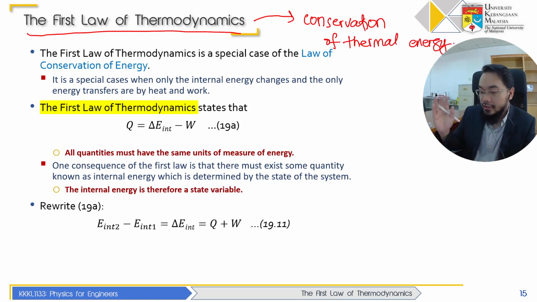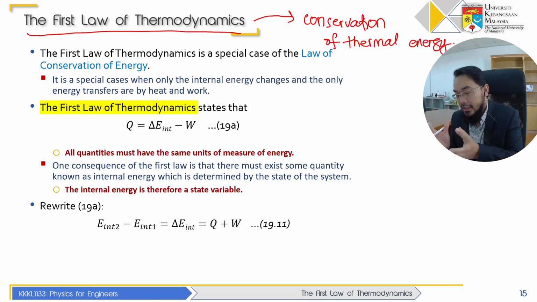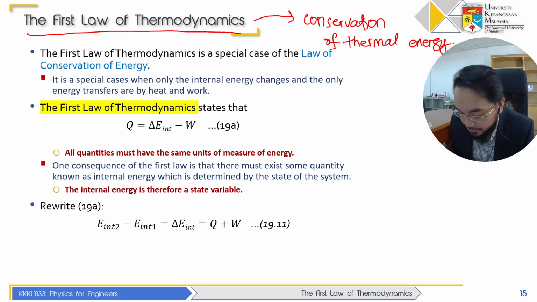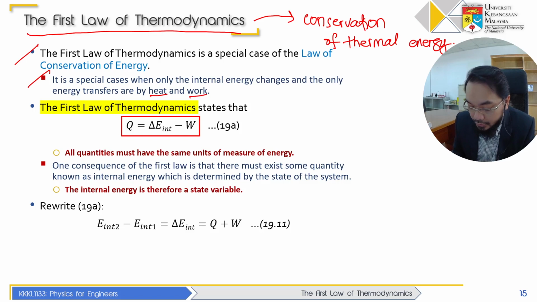Okay, and the conservation of thermal energy can be in the form of heat transferred, change in internal energy, and work done. So the first law of thermodynamics is a special case of the law of conservation of energy. It is a special case when only the internal energy changes and the only energy transfers are by heat or by work. So the first law of thermodynamics states that Q is equal to the change of internal energy minus work. All quantities must have the same units of measure of energy. If all joule, then all must be joule.